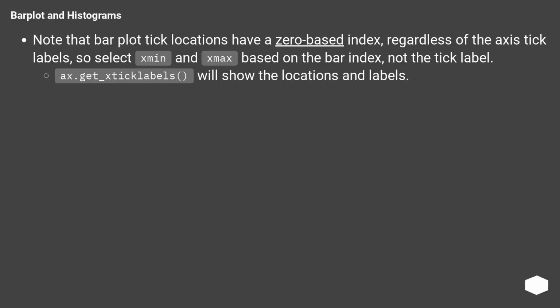Bar plot and histograms. Note that bar plot tick locations have a zero-based index, regardless of the axis tick labels, so select xmin and xmax based on the bar index, not the tick label. ax.get_xticklabels will show the locations and labels.